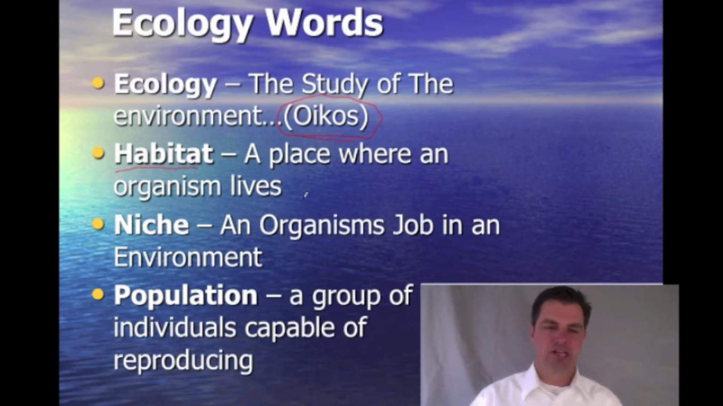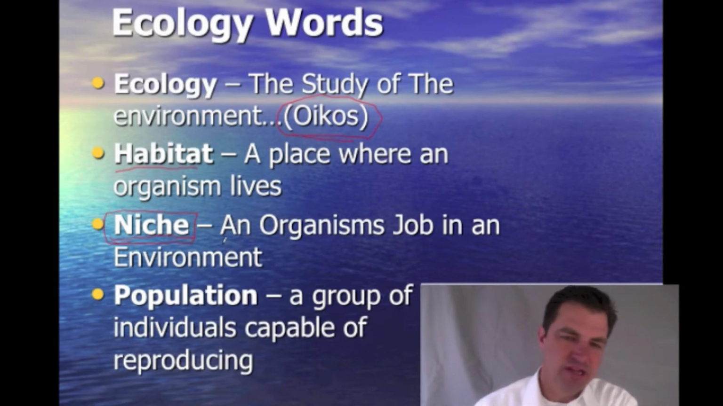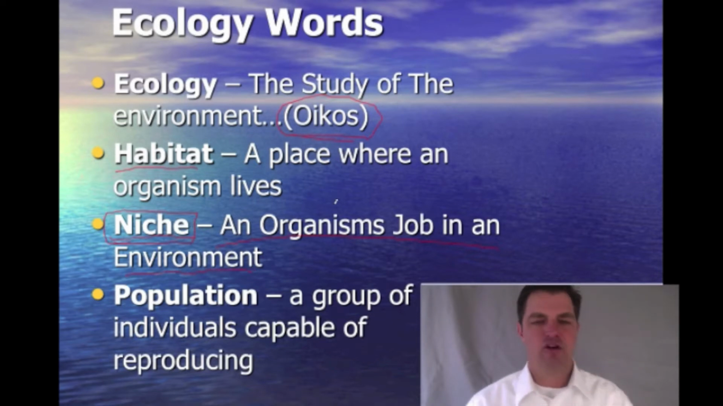Another term that you probably heard before, but the definition is often used sort of incorrectly, is the idea of a niche. Okay, a niche. And a niche in biology or in ecology, same thing, is simply an organism's job in an environment. So a lot of people think of the word niche as being like a location or a place. And in biology or ecology, when we use the word niche, what we're really referring to is not just the place, but rather what the organism does there.